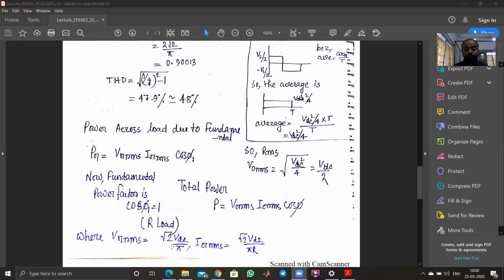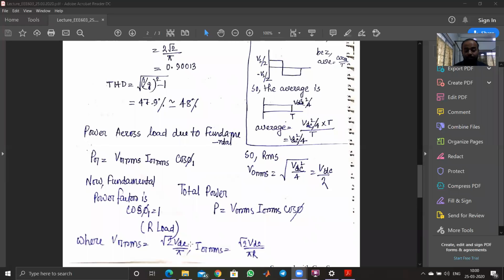So from here we can find that your V01 RMS is root 2 VDC by pi, and I01 RMS is root 2 VDC by pi R. If we multiply these two, we will get the fundamental power. Please don't get confused, there will be a fundamental power, which is sometimes required. And the difference from the total power is that the total power uses V0 RMS and I0 RMS, the total voltage and current into cos phi, while here it is the fundamental component, that is V01 RMS and I01 RMS.